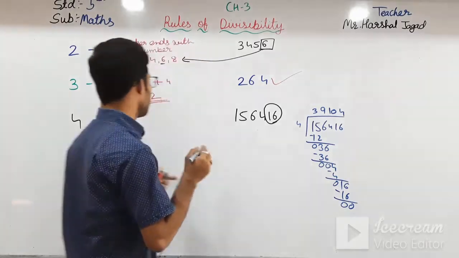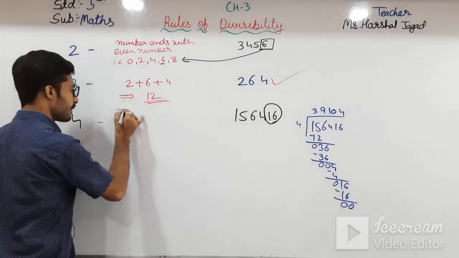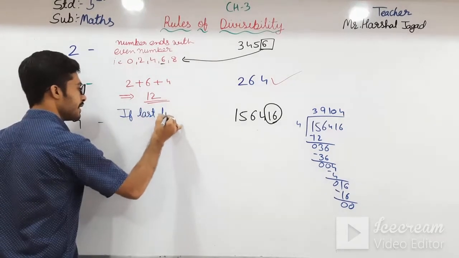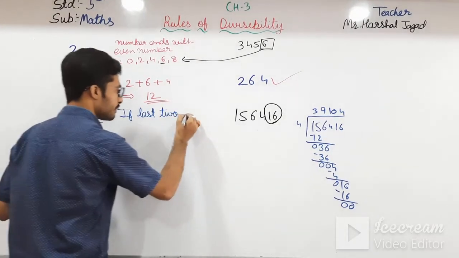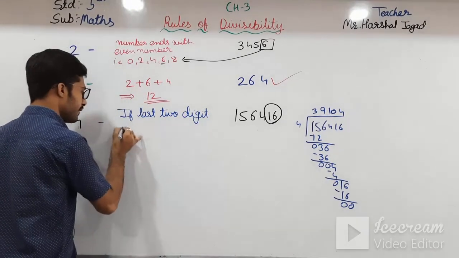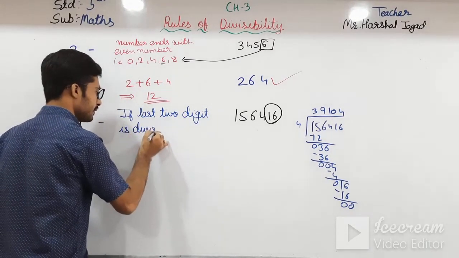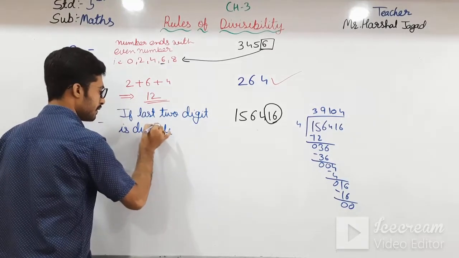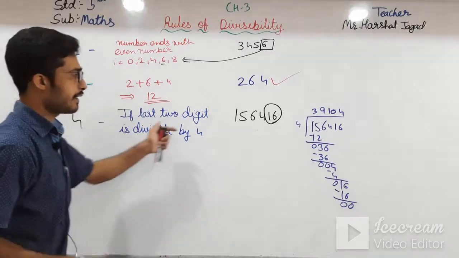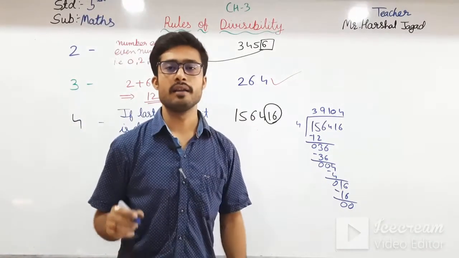Okay students, I say that if the last two digits are divisible by 4, then that number is divisible by 4.